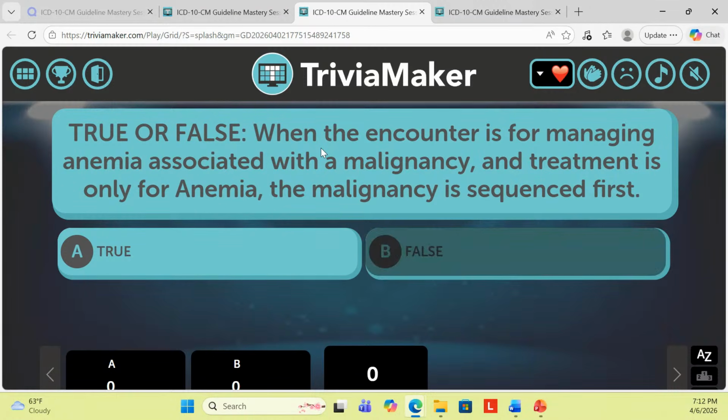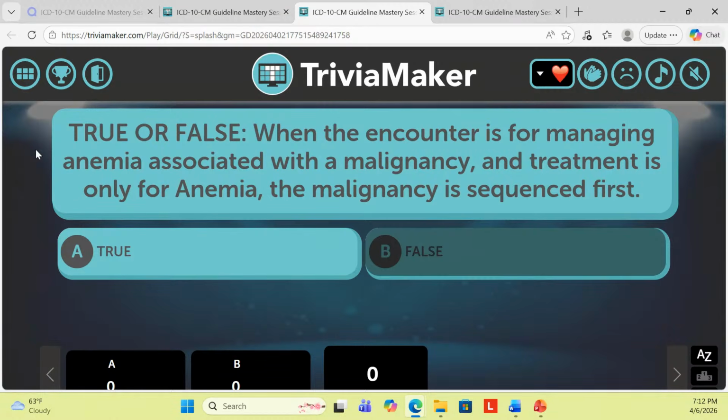All right, let's see. So this one is indeed going to be true. Amazing. This one was a little bit tricky. When you look at the wording, I would think that you would code for anemia first because that's what the treatment's going to be for. But this one is true.